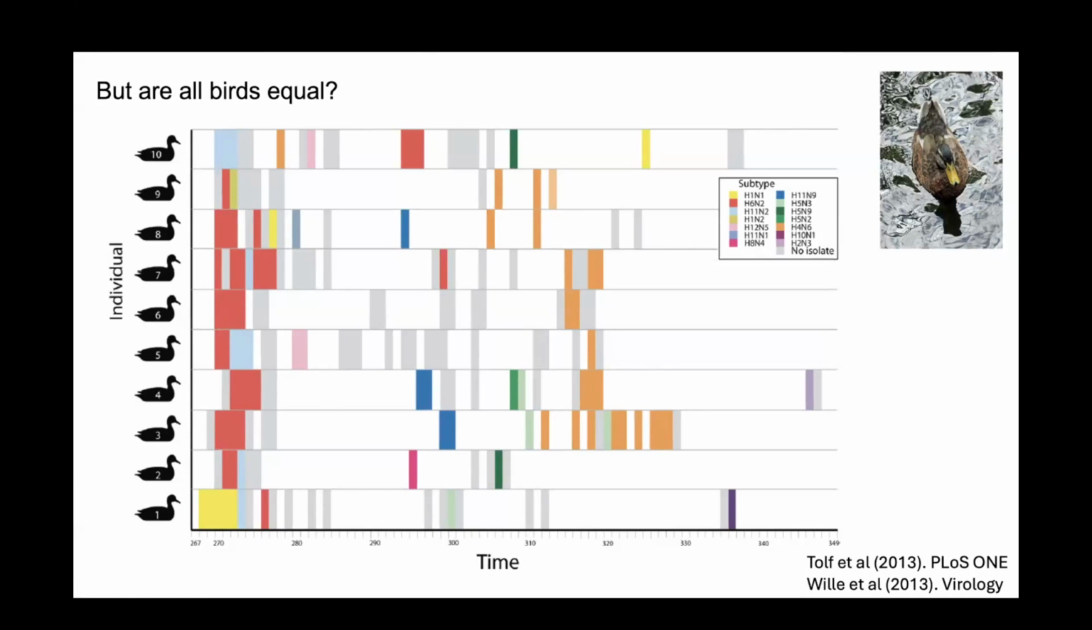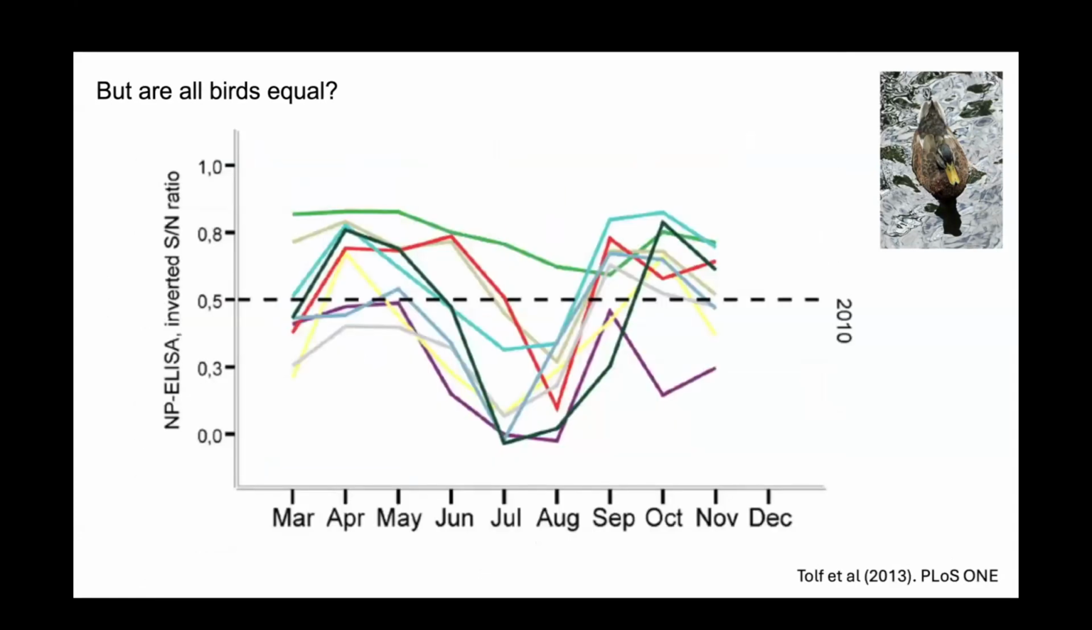Again, this is low pathogenic avian influenza. These birds are clinically healthy, but they have a really large burden of infection. So there are different patterns in virus shedding. We also looked at antibodies, just the general influenza antibodies.